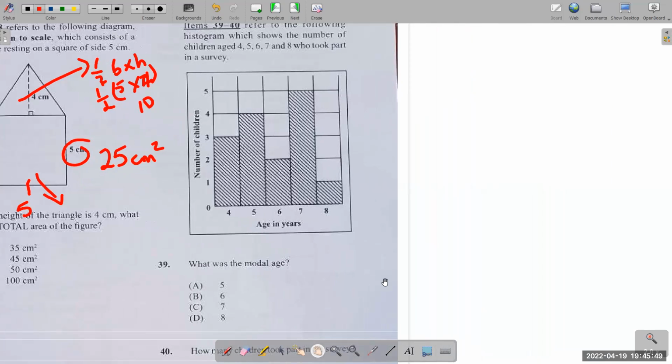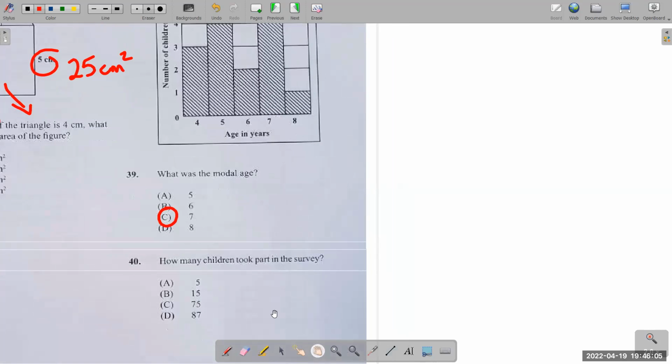Kazim, what are you looking at? Remember, mode means the most frequent, the most popular. So which one has the highest number? 7 has the highest amount of students. So that means 7 has to be a modal age, okay? It has the most amount of persons that age.